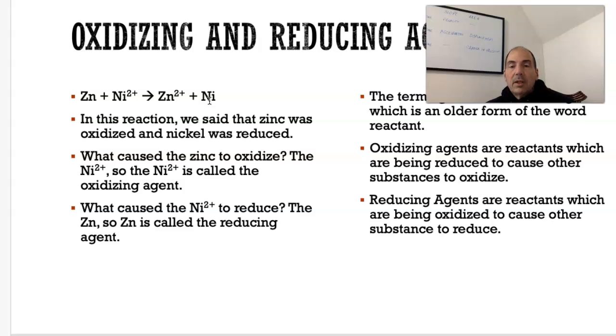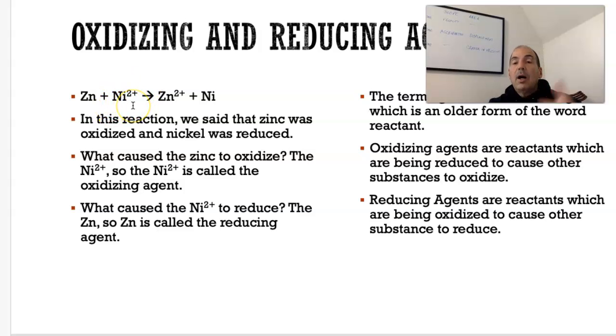Have to. Okay? The oxidizing agent is a chemical that's going to cause oxidation to occur. It's not the one being oxidized. It's causing oxidation to occur. So logically, if zinc is being oxidized, which reactant caused the zinc to oxidize? Well, that was the nickel.